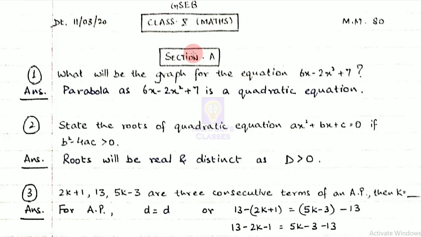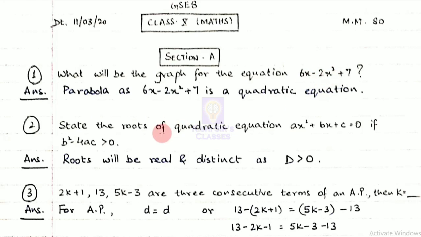Now section A. This section consists of 1 mark each. First question is, what will be the graph for the equation 6x minus 2x square plus 7? Now students, look carefully. This is the format of a quadratic equation. It is negative 2x square. That means the graph will be in the shape of a parabola and the parabola will open downwards because the coefficient of x square is negative.